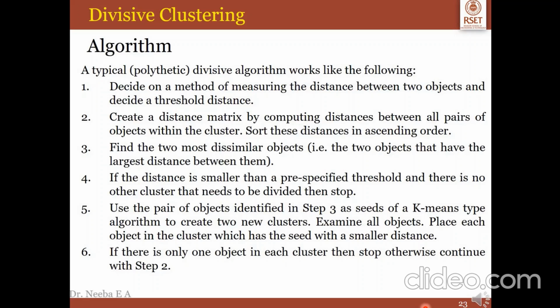Now a pair of objects has to be selected as seeds of a k-means method to create 2 new clusters. If there is only one object in each cluster, then stop, otherwise continue from step 2. If the distance between two objects is smaller than the pre-specified threshold, we can also stop, otherwise continue. These are the steps in which we will be doing the polythetic divisive algorithm.